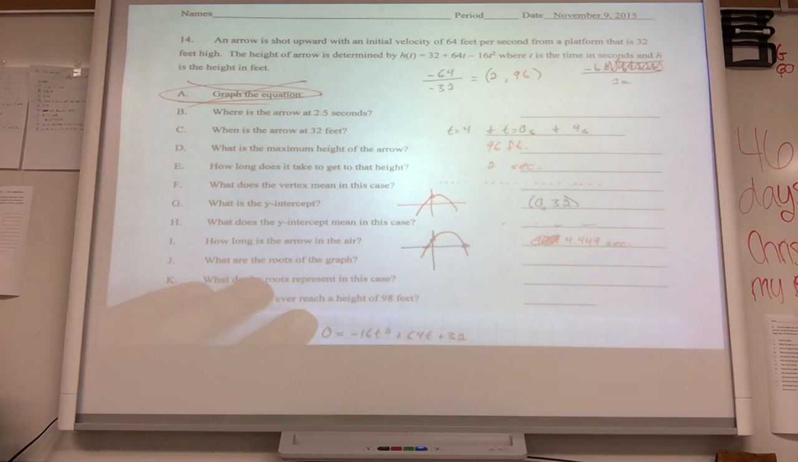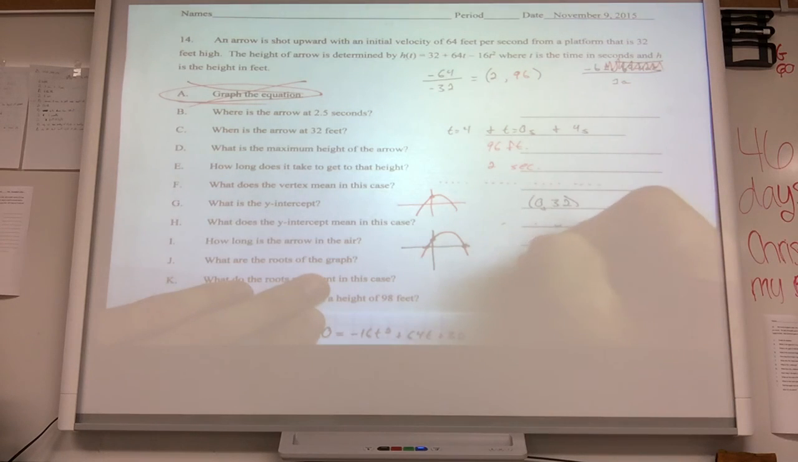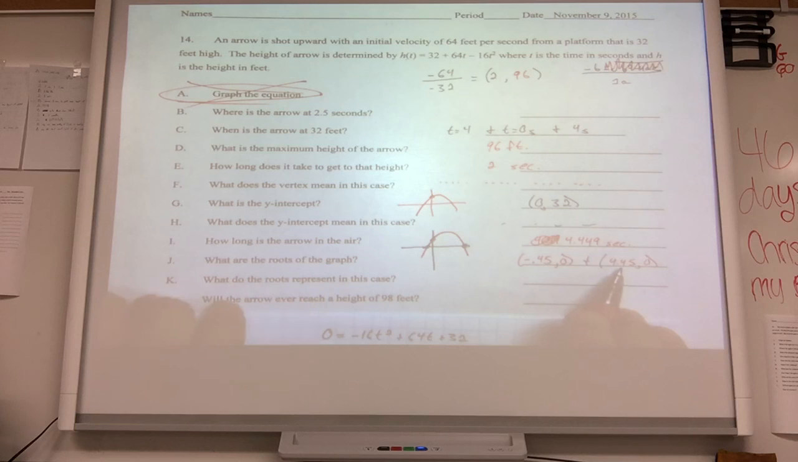Okay. What are the roots of the graph? Well, we found out just a second ago it was negative 0.45 pretty much, comma 0, which was the pointless one. And it was 4.449 or 4.45, comma 0. And that's the one representing when the actual arrow ends its flight. So what do the roots represent in this case? Well, that one doesn't represent much. That's the landing time of the arrow.